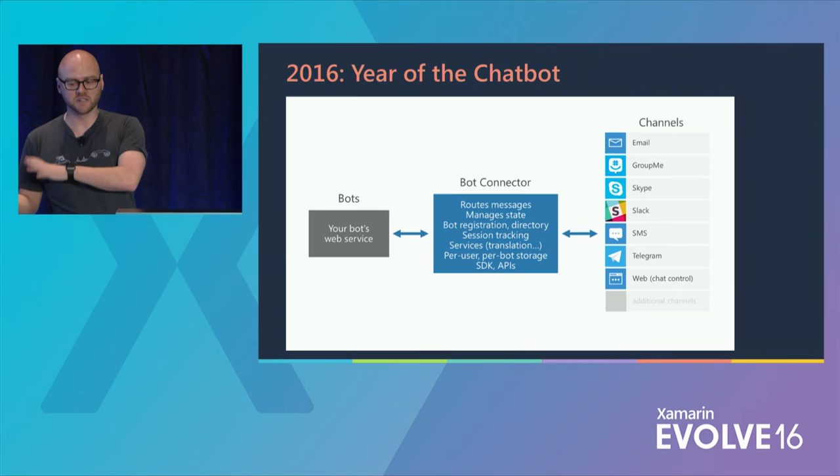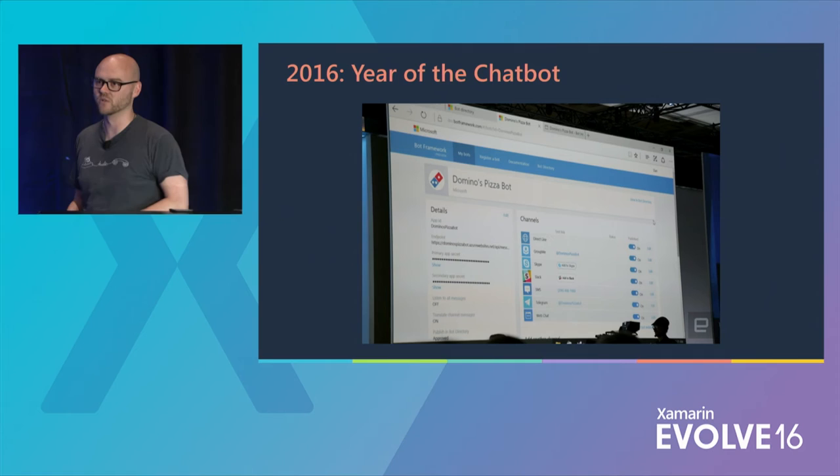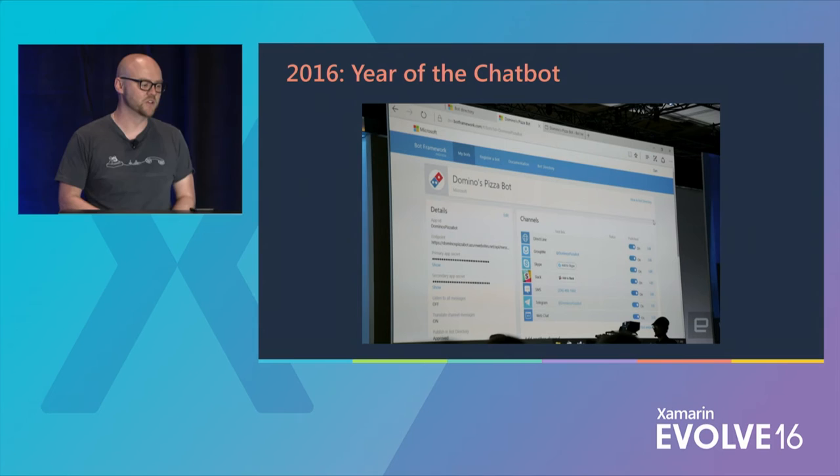And then Telegram, web, there's Twitter coming if you look on the bots page. There's all kinds of things. These are going to be everywhere. And they're cool. So one of the examples that they showed on stage that I thought was pretty neat, perhaps not particularly practical, was this Domino's pizza bot.